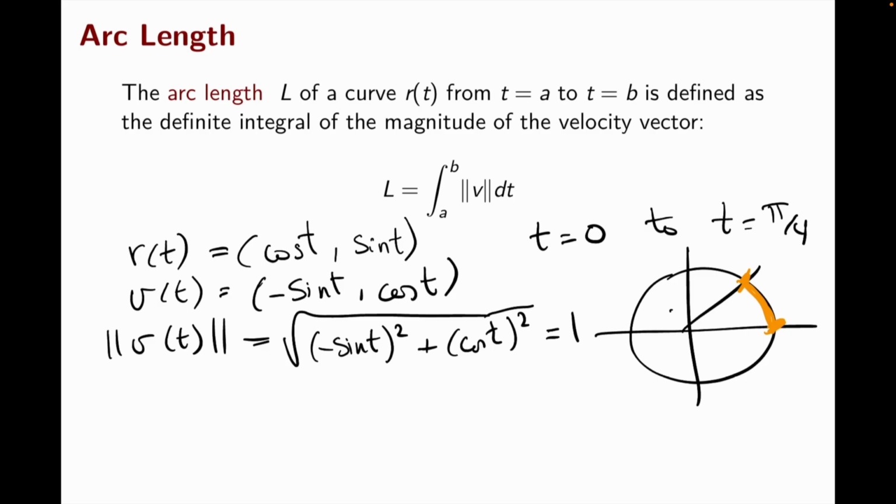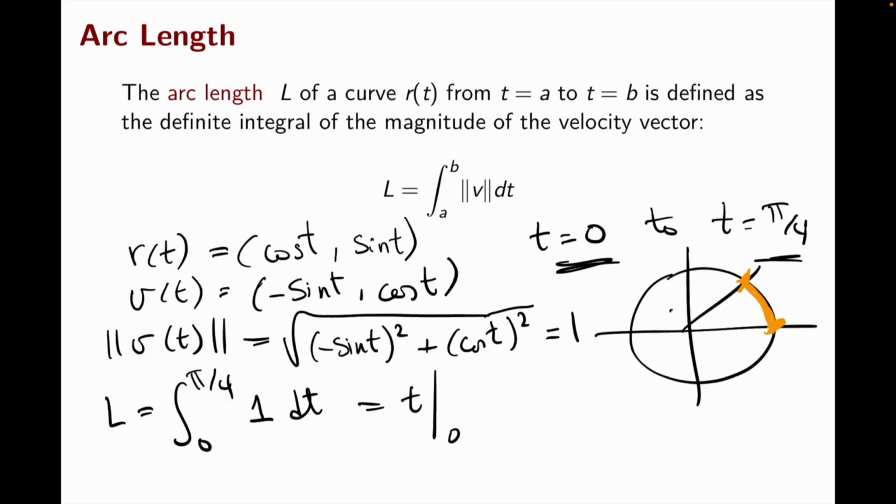So now let's calculate just the arc length as the integral between 0 and pi over 4 of the norm of the velocity, that in this case is just 1 dt. And so the integral of 1 is t evaluated between 0 and pi over 4. This is pi over 4 minus 0. So this is the length of this little piece of the curve, which of course we already knew, considering that this is a circle of radius 1.